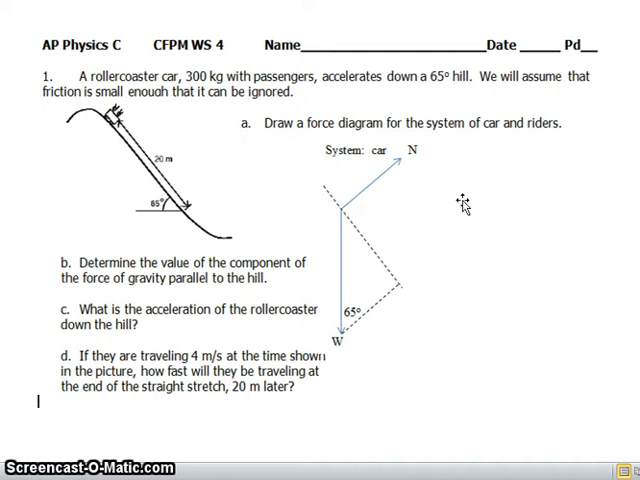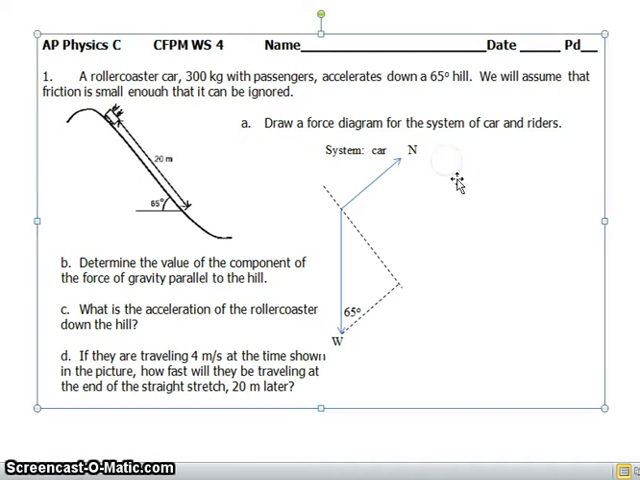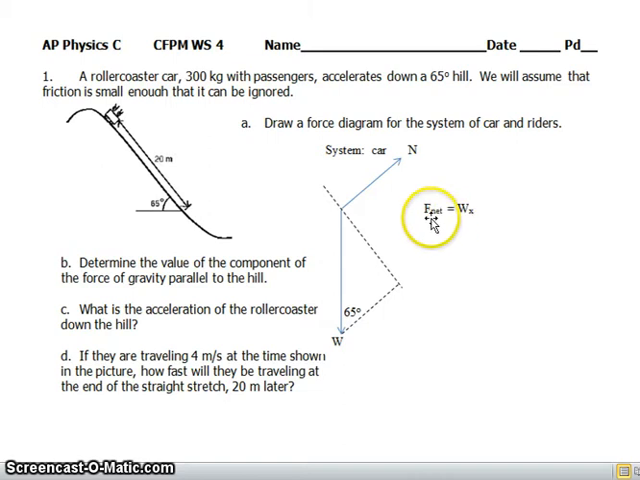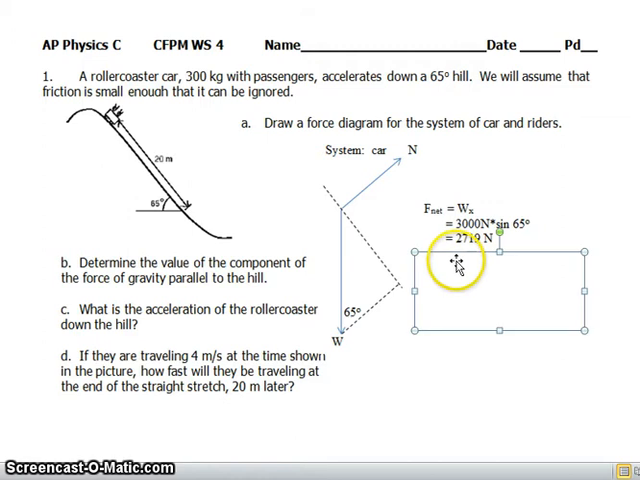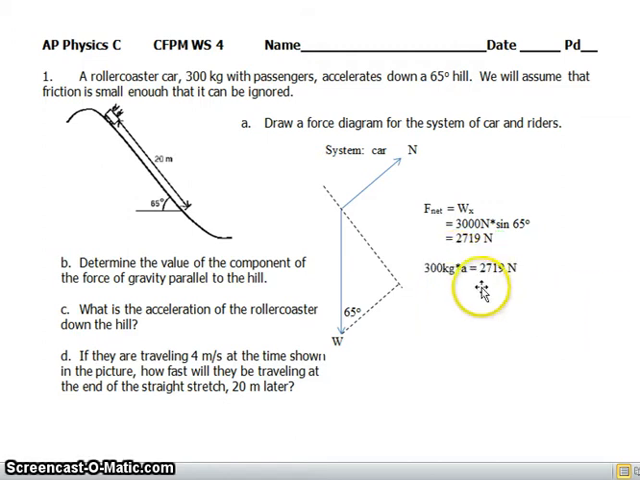Part B, determine the value of the component of the force of gravity parallel to the hill. Well, I'm actually going to write a net force equation. F net is equal to Wx. And the Wx would be given by 3,000 newtons times the sine of 65 degrees, which would be 2,719 newtons, which is the answer for part B. Part C, what is the acceleration of the roller coaster? F net equals ma, so I'm going to plug that in and solve for acceleration, and I get 9.06 meters per second each second.